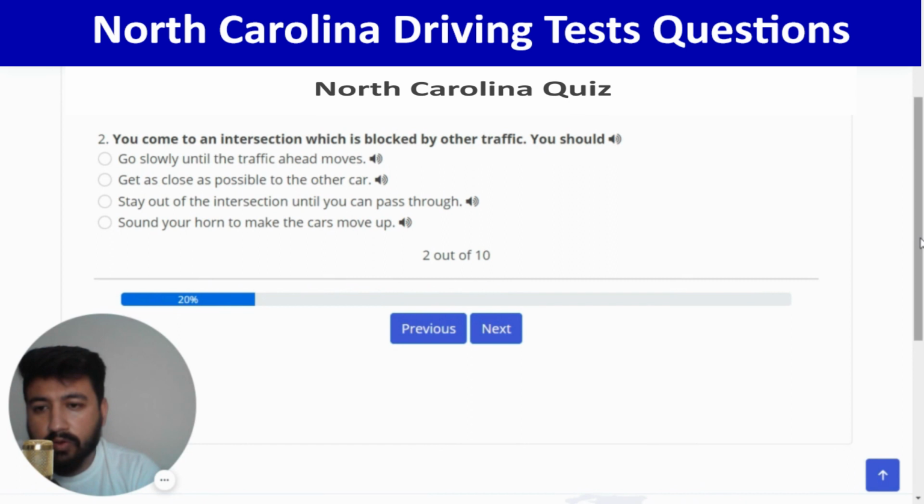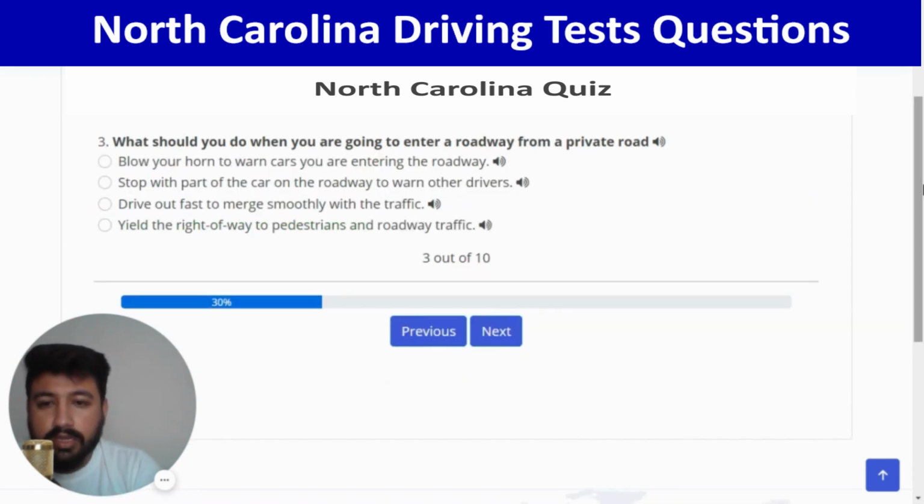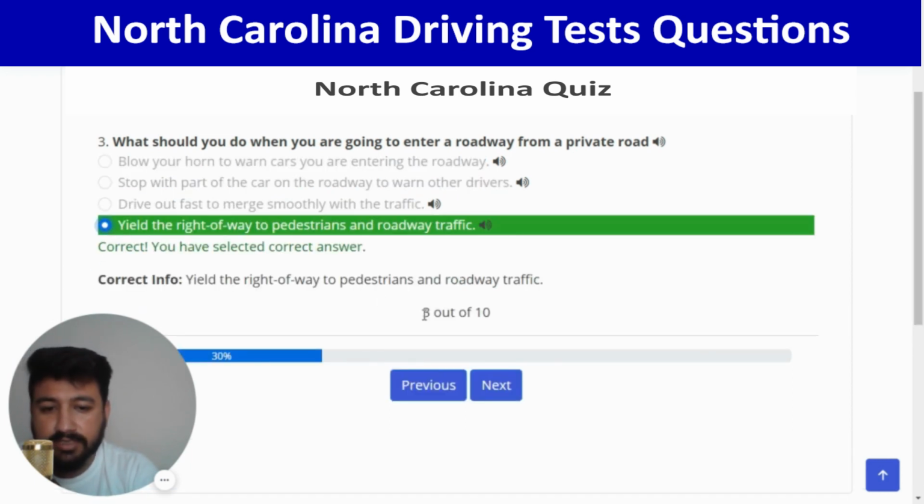The second question of quiz number 4 is you come to an intersection which is blocked by other traffic. You should... The right answer of the second question is stay out of the intersection until you can pass through. So I'm going to click on the third option. Yeah, next. The third question is, what should you do when you are going to enter a roadway from a private road? The right answer of this question is yield the right of way to pedestrians and roadway traffic. So I'm going to click on the last option, which should be the right one. Yeah, this is the correct one.